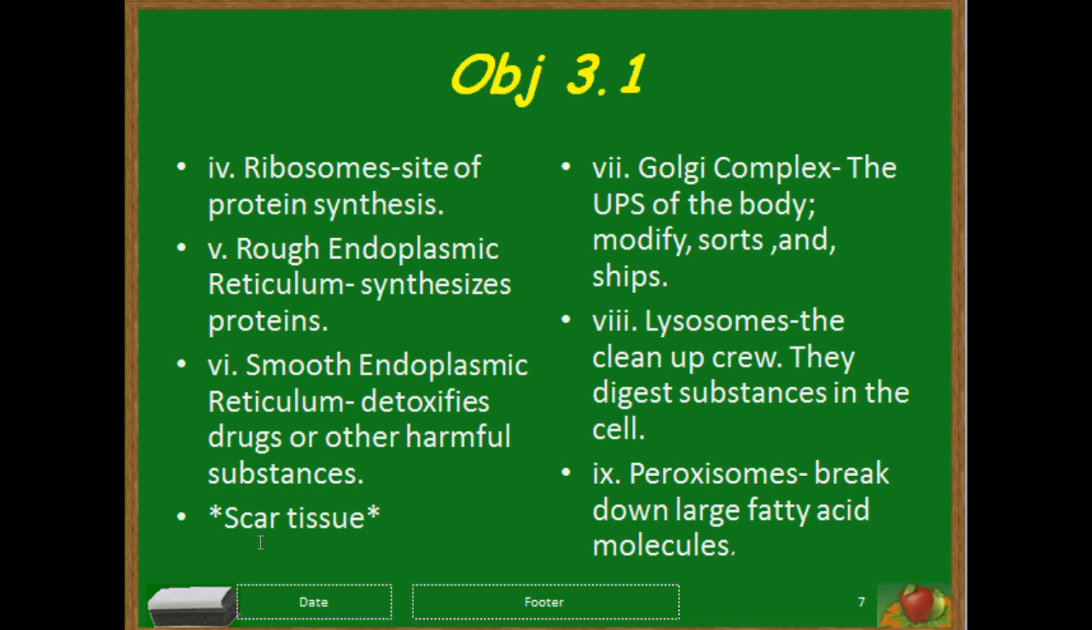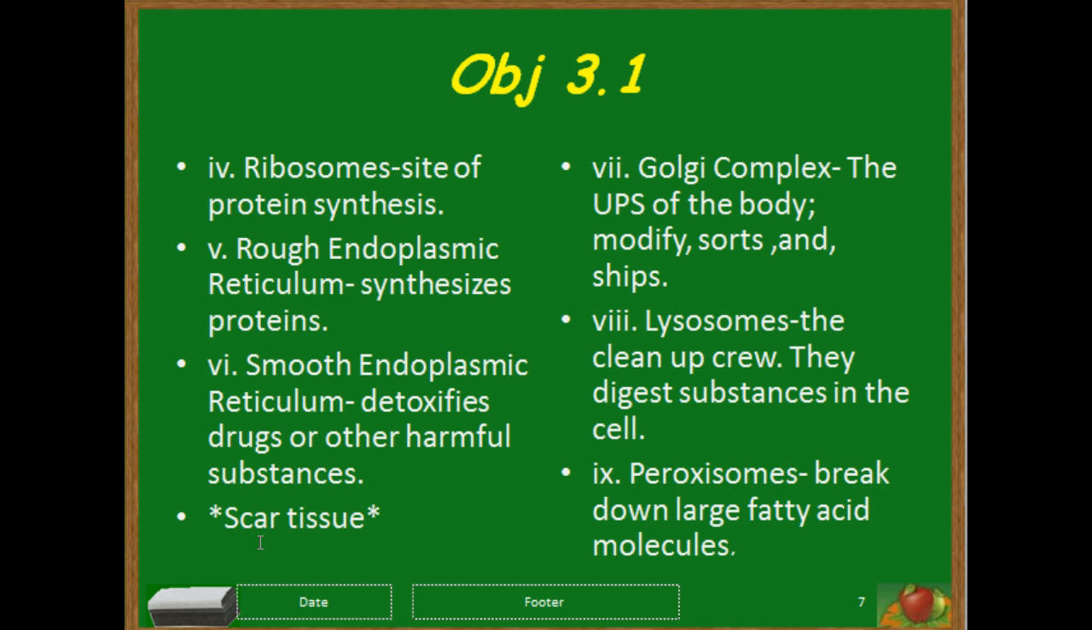The next part is lysosomes. Lysosomes, I call them the cleanup crew because they digest substances in the cell. Whether it's something worn out or a red blood cell that is past its date, whether it's bacteria or some type of virus, that's what lysosomes come in and do. And usually you will see your lysosomes in certain parts of the body, especially in sperm.